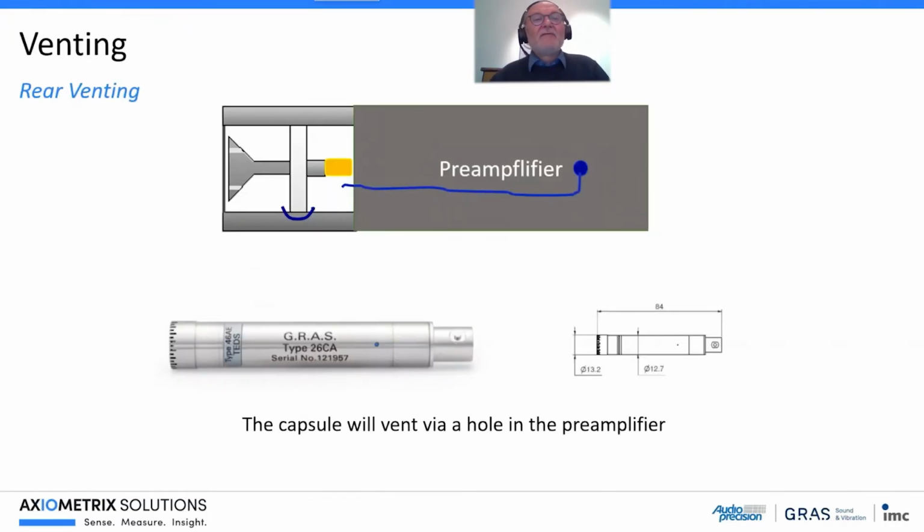When you're talking about venting, there are two venting systems. Either the microphone can be rear vented or front vented. In a rear-vented microphone, we have a little hole from the internal volume of the microphone to the back, to the preamplifier, and then we have a hole in the preamplifier to the outside world. It is actually giving us the venting of the preamplifier.